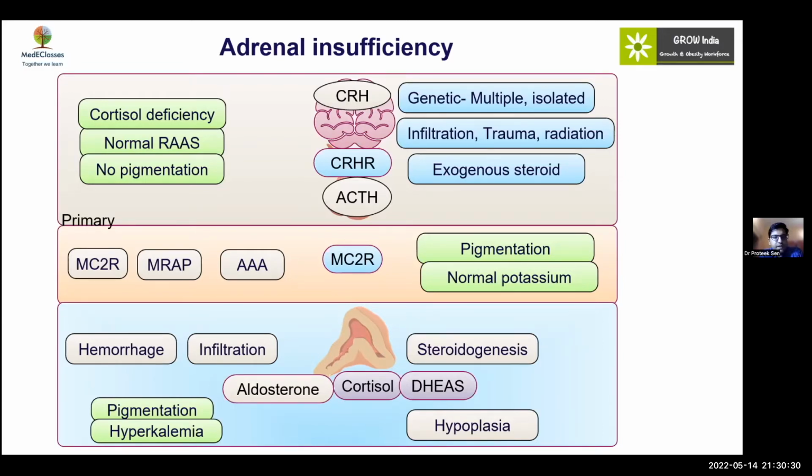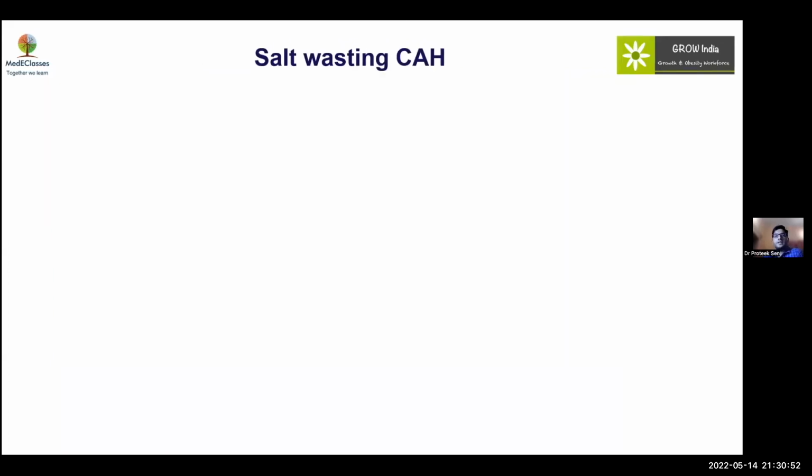Again, because only ACTH is involved, there will be normal potassium. The most dangerous and most severe ones will be primary adrenal insufficiency, which might occur in hemorrhage, infiltration, and most commonly CAH. In these cases, there will be pigmentation, and the sodium loss will be much more severe and associated with hyperkalemia.